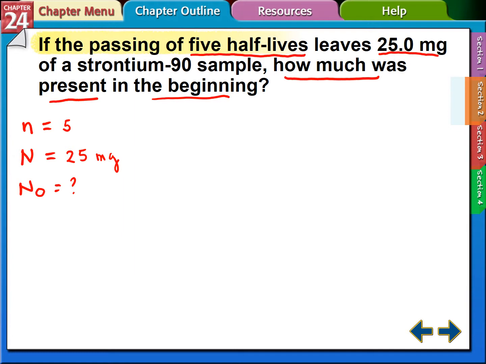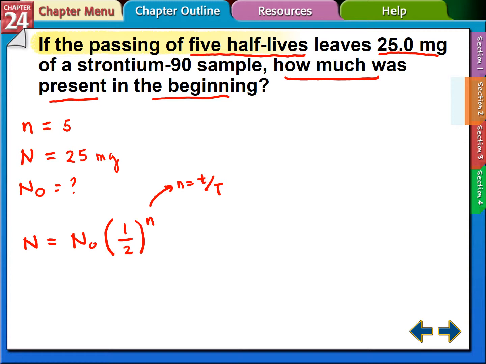Now recall that our equation is N, or the amount of radioactive substance remaining, is equal to the initial amount of radioactive substance multiplied by 1/2 raised to the power of small n, or the number of half-lives that have passed. And recall, by the way, that small letter n may also be equal to small letter t divided by the half-life, but in this case we are already given the number of half-lives that have passed, so we would use this equation.